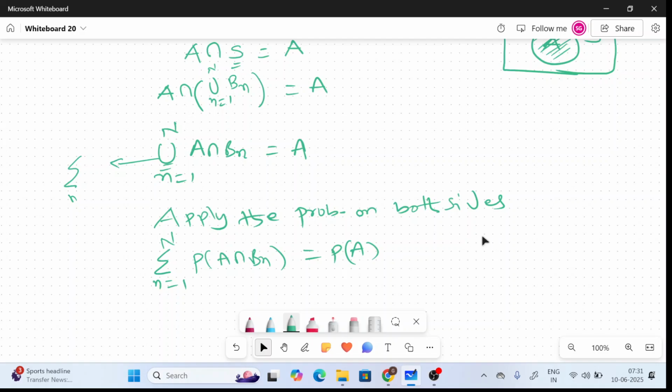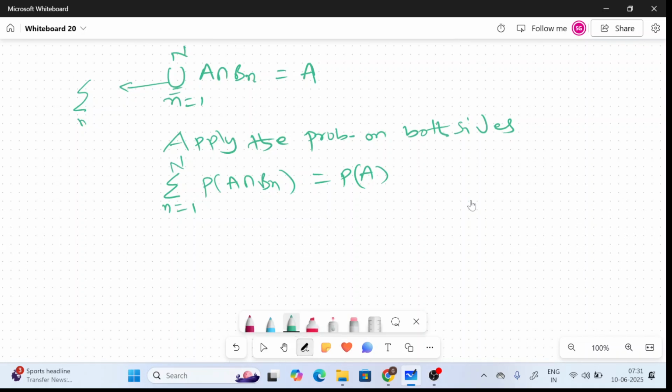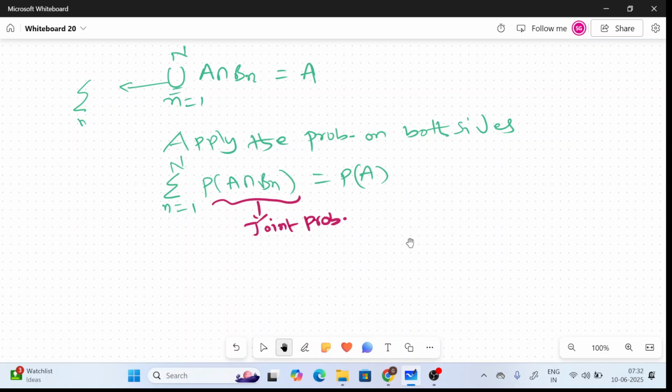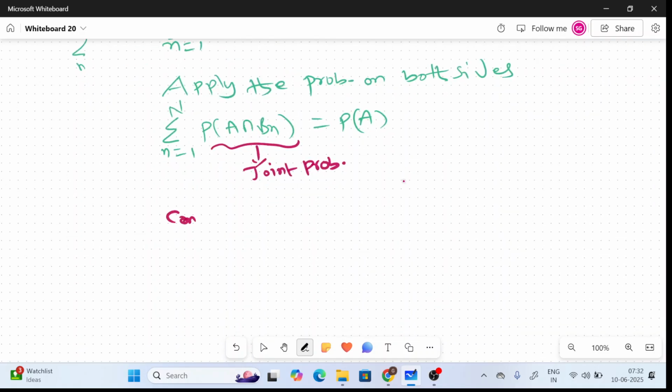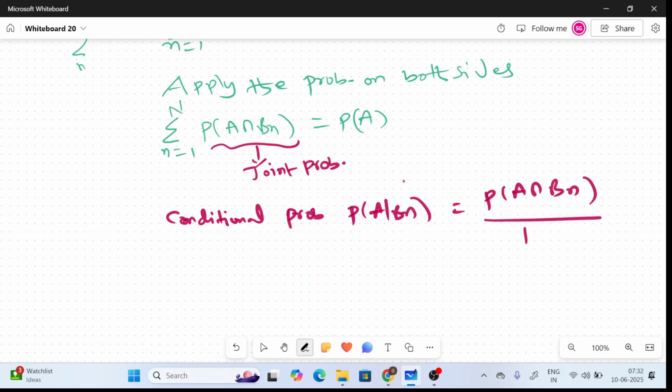Now if you observe this, P of A intersecting Bn is called a joint probability. We have discussed in previous classes that joint and conditional probability are interrelated. So let me give you the conditional probability formula. Conditional probability is defined by P of A given Bn is equal to P of A intersecting Bn upon P of Bn.